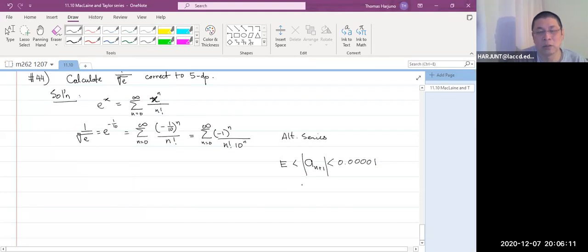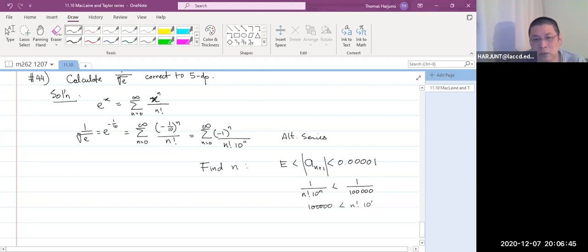Absolute value here. So 1 over n factorial 10 to the n is less than 1 over 100,000. We need to find n first. How many terms do I need to add to get to that accuracy? Okay, so basically 100,000 should be less than n factorial 10 to the n. I think 4 is good, right? And n equals 4. I'm sorry. I made a big mistake here. This is actually n plus 1 factorial 10 to the n plus 1.